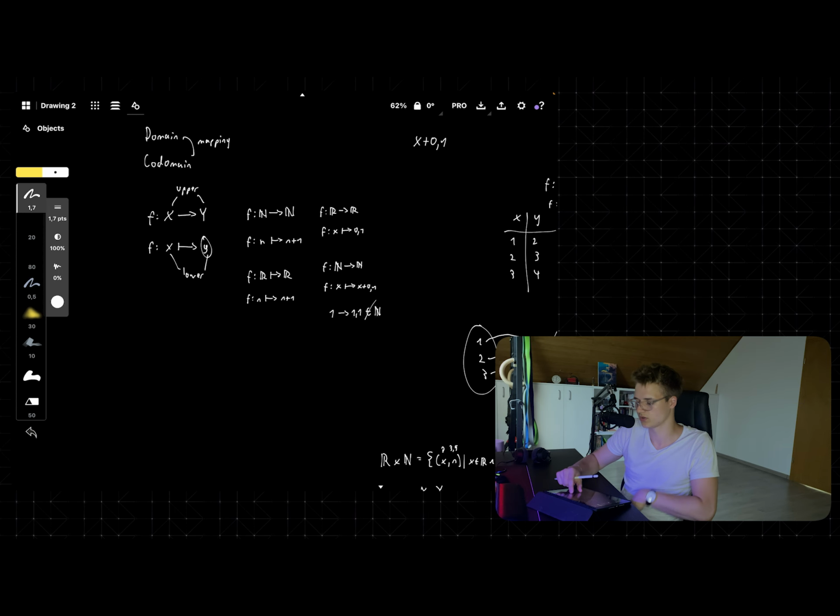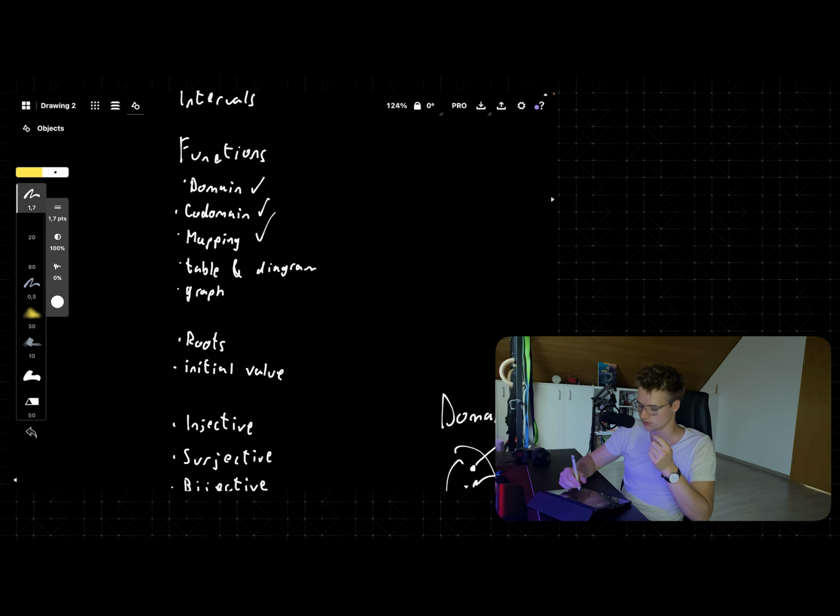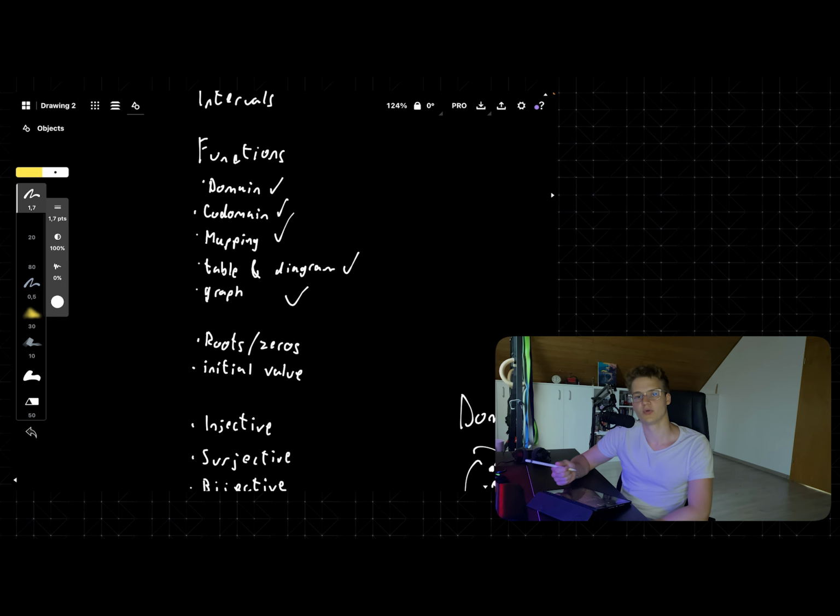For now, you just have to know what a function is. You have to know what the three methods of drawing them out are: the table, the diagram, and the graph. We talked about this. Now we have to talk about two unique things every function has. Well, not every function. A lot of functions have these properties, and we're interested in them because they're important and they behave a bit differently. Also, they help us graph the function. So, roots or zeros, I think in English the term root is generally preferred, and initial value.